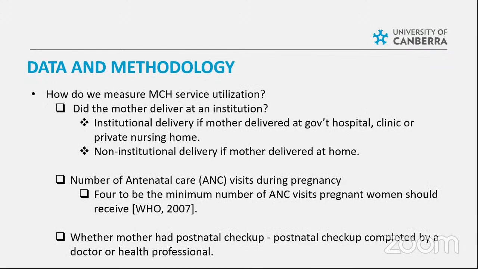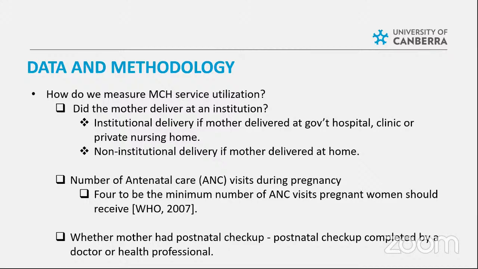Now, how do we measure maternal and child healthcare service utilization in our paper? The first indicator we used to measure MCH service utilization was whether the mother had delivered at an institution. We defined institutional delivery as delivery at a government hospital, clinic, or private nursing home. So if the mother gave birth at home, that was not institutional delivery.